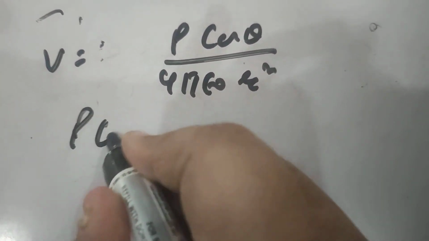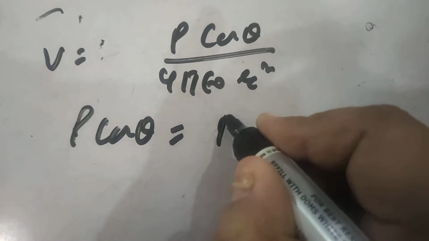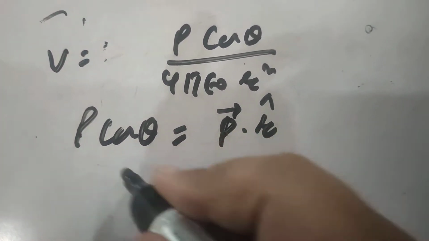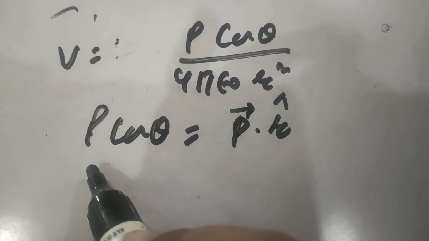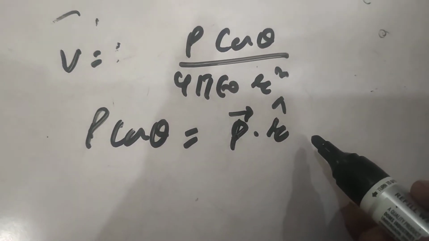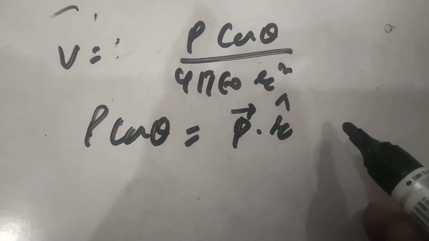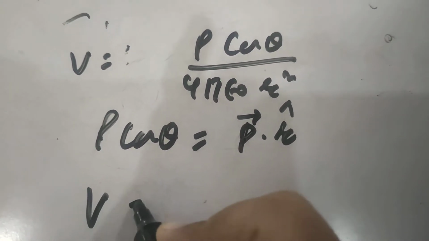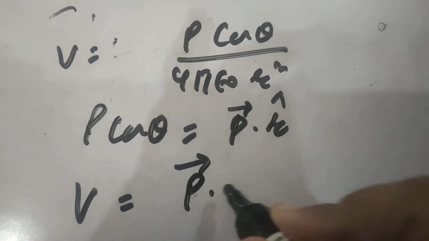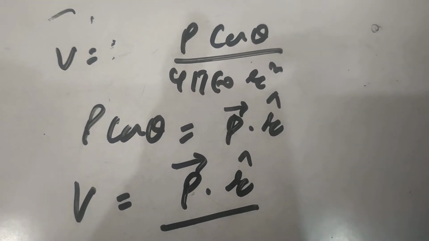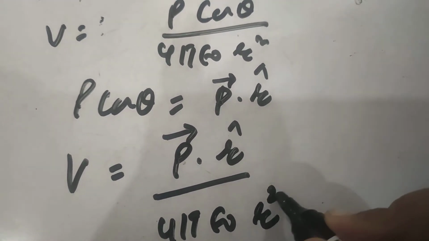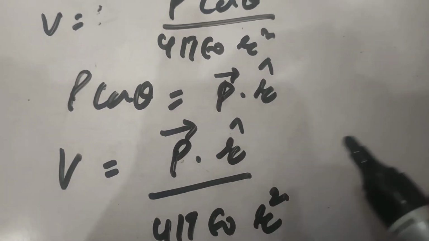Now this p cos theta can be written as p vector dot r cap, representing the dot product, where r cap is a unit vector along the position OP equal to r. So we write here v is equal to p vector dot r cap upon 4 pi epsilon naught r square, right? This is another expression.